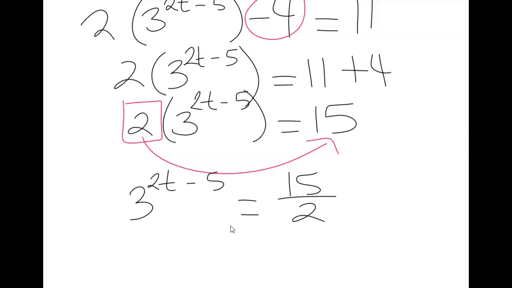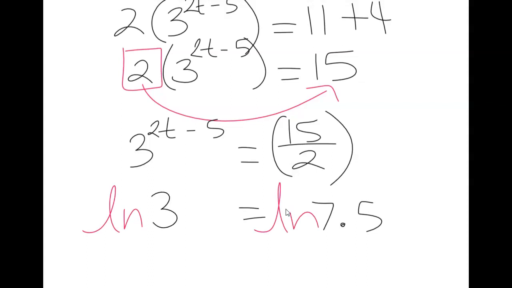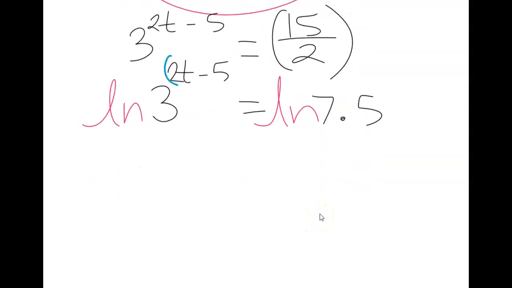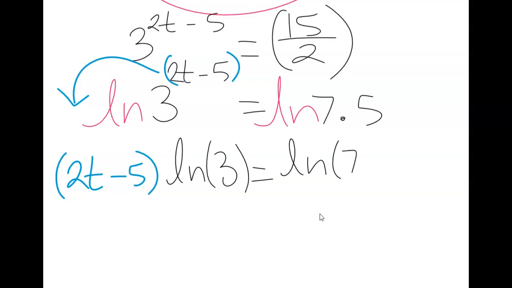Now here we actually have a pretty good example of what I was saying about taking the natural log. And that's what we're going to do. Now, I do not want you to round this. Just leave it like that as a fraction. In fact, this one is easy because it's just 7.5. So let's just do that. So what we're going to do is, like I said, take the natural log on both sides of the equation. And then we're going to take the exponent from here and move it so that it is the coefficient, 2t minus 5. Then we have here natural log of 3 is equal to the natural log of 7.5.